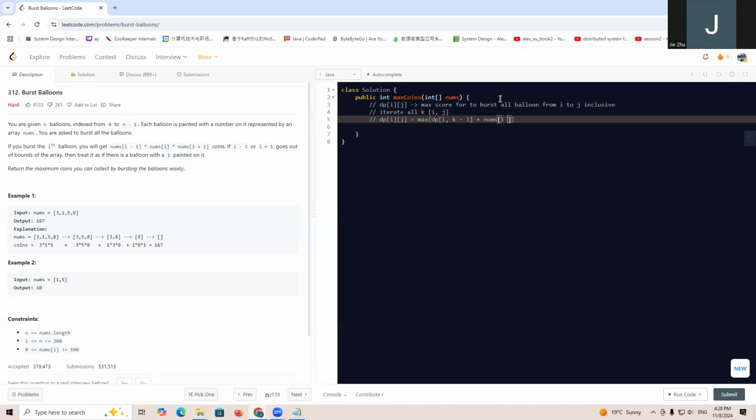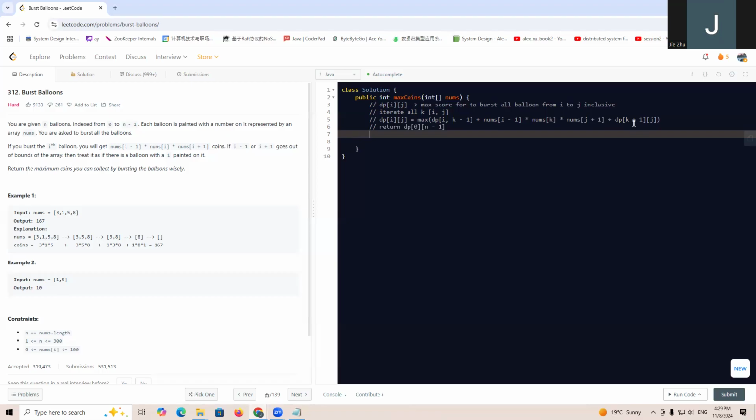nums i minus 1 multiplied by nums k multiplied by nums j plus 1, right? So this one, if it is out of bound, we also need some condition that it is 1, right? And add dp k plus 1 and j, right? So in the end, what is the final state? We just return dp 0 to n minus 1, right? So doing it like this, we will know this is a classical interval dp, right?